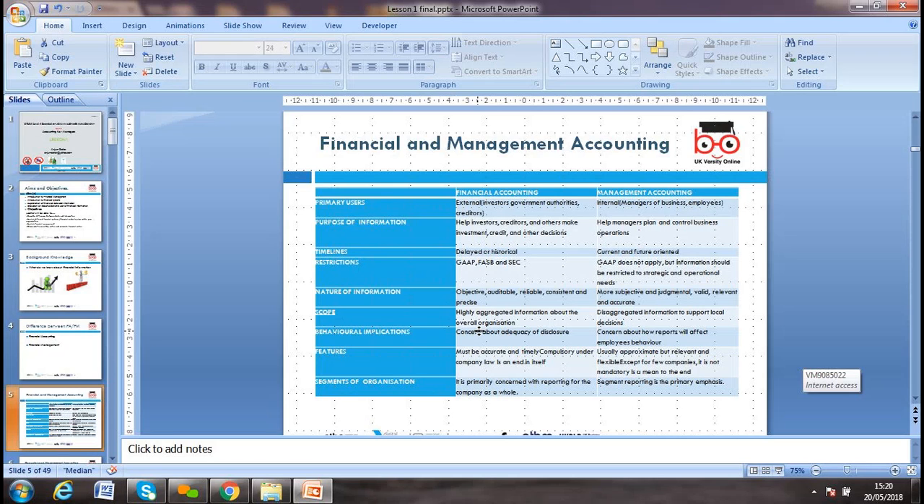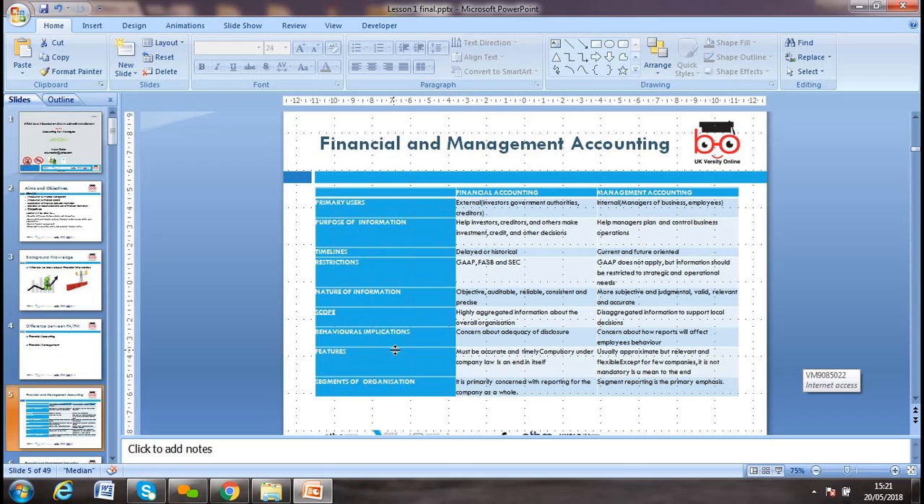Behavior implication: concern about advocacy of disclosures and the report's effect. Features must be accurate, timely, and compulsory under the company law. Company law, or the Companies Act, was passed in 2006 in the UK, and in different parts of the world company law is slightly different, like in South Korea or North Korea. Every country has different company laws, so we have to follow them under financial accounting.